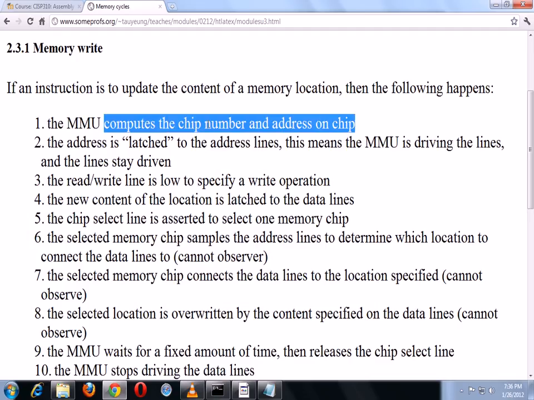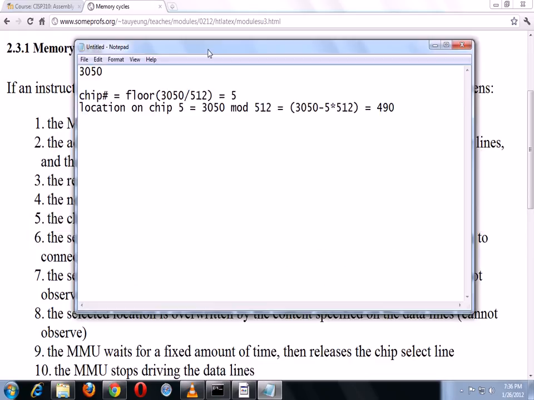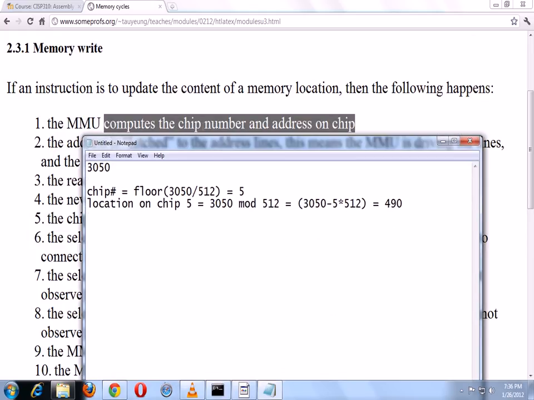We have just done that, right? If I go back and look at Notepad, we have just performed the calculation to compute the chip number, which is using the division, and then you take the floor function of that. And then the address on the chip is going to be the location that you want to access, and then you mod it with the capacity of the chip. Is that okay so far?